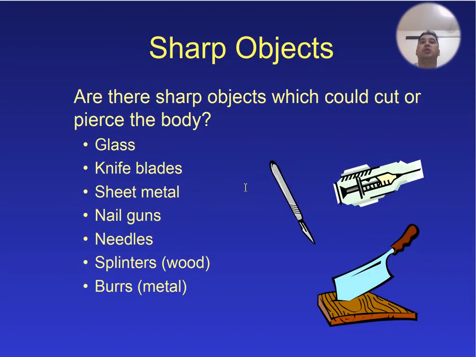After that, you have to check about sharp objects also. Is your location, is your company using sharp objects to perform the task? Are your employees using certain types of tools that are very sharp? So those tools you have to check also. Maybe the glass, knife blades, sheet metal, nail guns, needles, splinters, and burrs. So these are the things you have to check. Each and every sharp object you have to take into consideration.